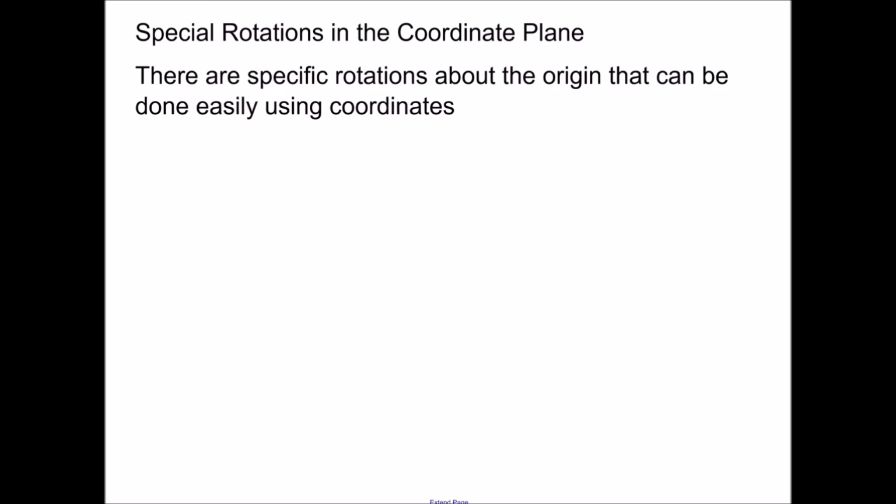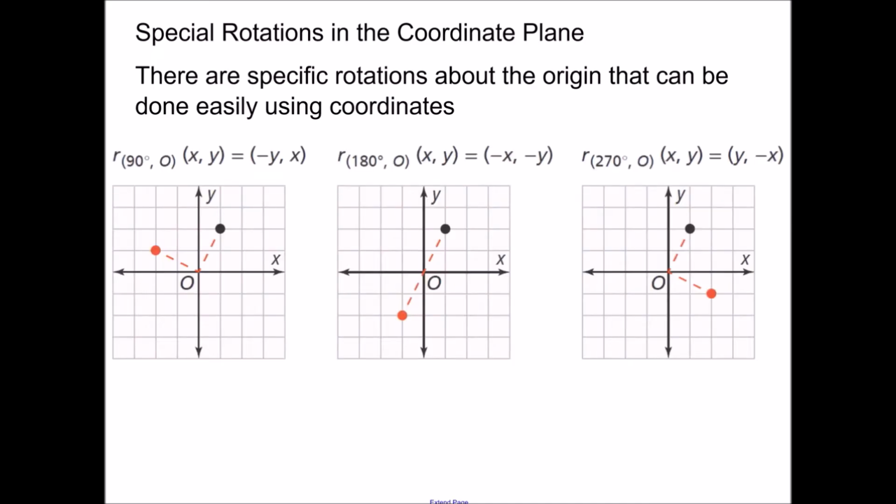So there are very specific rotations about the origin that can be done easily by using a coordinate transformation. If we know the rule for the specific rotation, then there's no need to do the measurements that we did in the previous example. We could just simply transform the coordinates and be done with it. And so these are the three specific rotations that you should know.